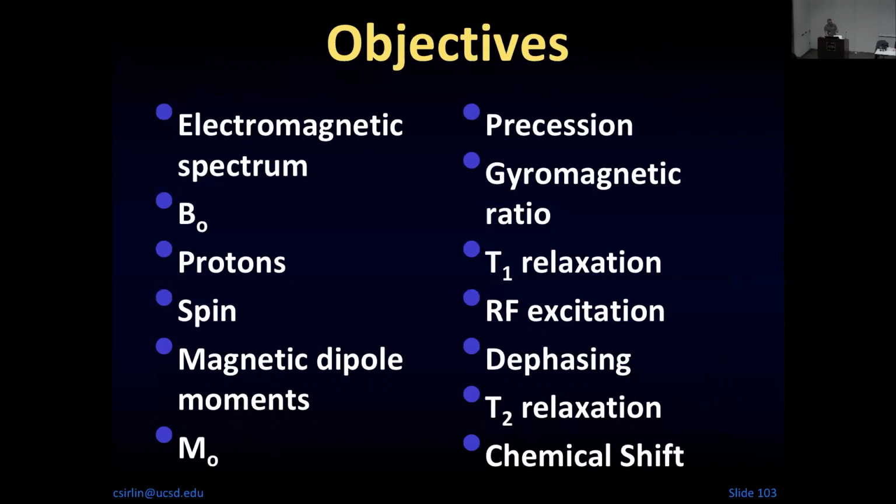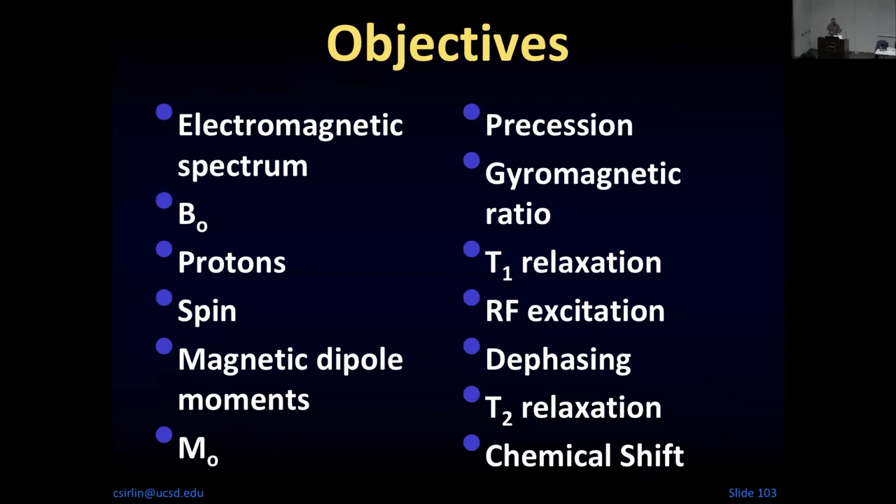In MRI, we are imaging protons, and we'll talk in another lecture coming up today about why we're imaging protons, but we image protons. In particular, we image the protons in water, hydrogen protons. We don't image all hydrogen protons, we image the hydrogen protons in water and fat. Protons have a quantum mechanical property called spin.